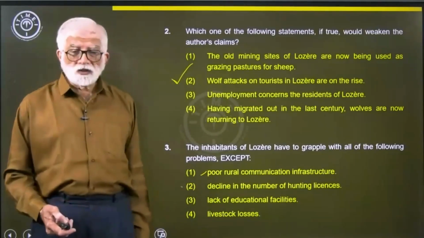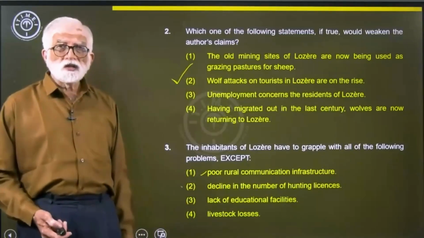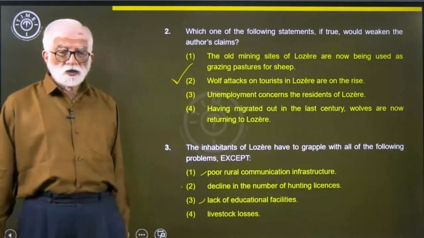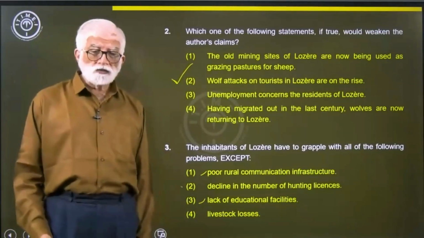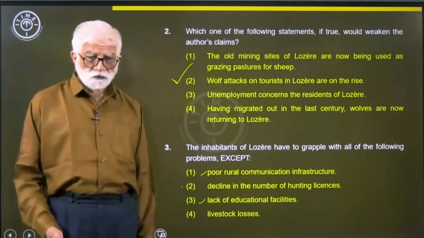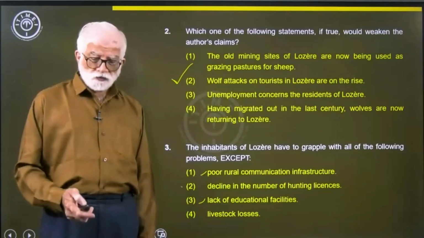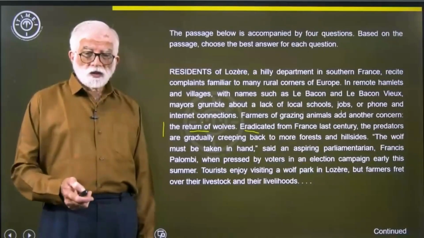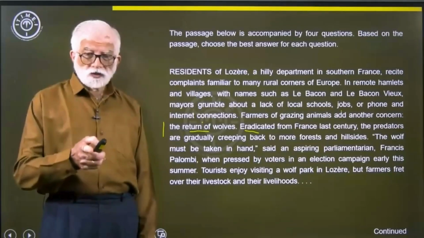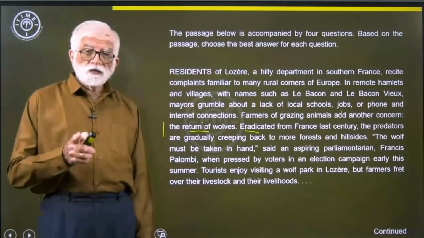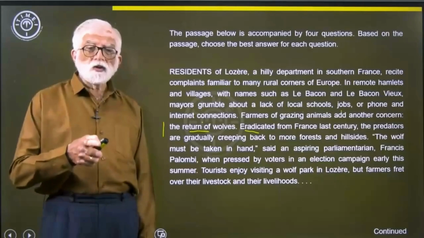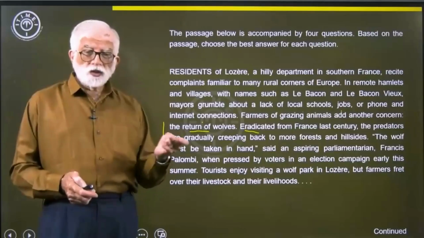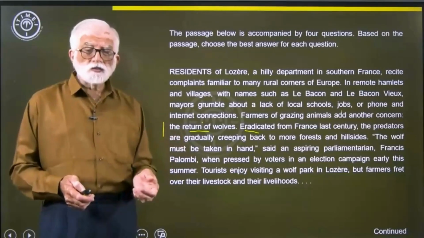Lack of educational facilities, we are told that. They don't have internet, they don't have proper schools, so that is there. Livestock losses. Now they have to grapple with all of the following problems except, right? And it says livestock losses. Now what do we have here? We have the people of, let's say, the residents of Lozère. They grumble about lack of local schools, right? Local schools, jobs, phone and internet connections, and farmers are talking about the return of wolves.